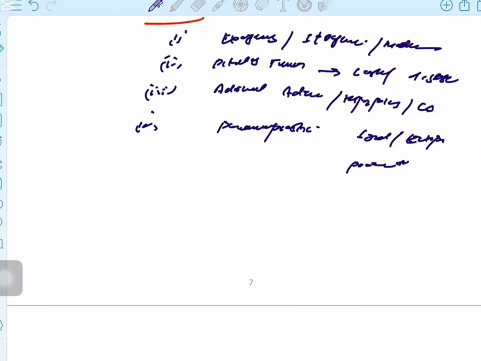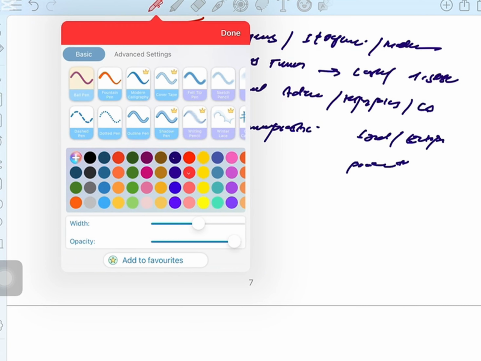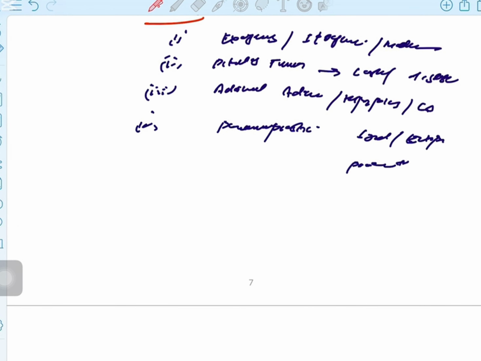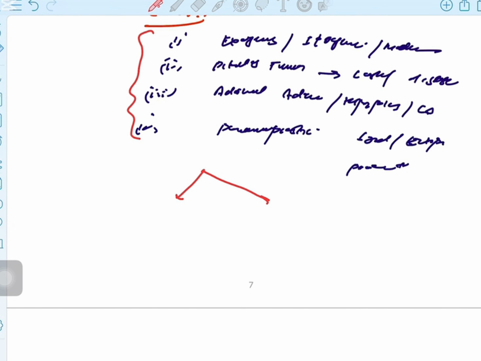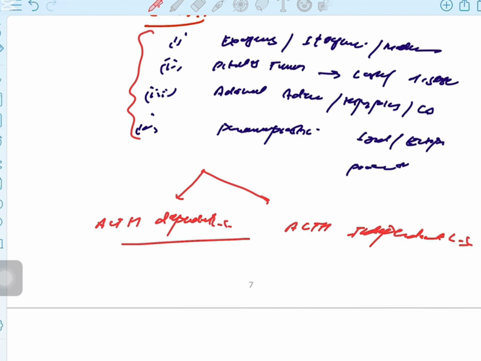Now I'm going to make it very clear, guys. This is very important, and a very important point for you to understand if the examiner asks you a question. First of all, we divide these four causes of Cushing syndrome into two types. What are the two types? ACTH dependent Cushing syndrome and ACTH independent Cushing syndrome.